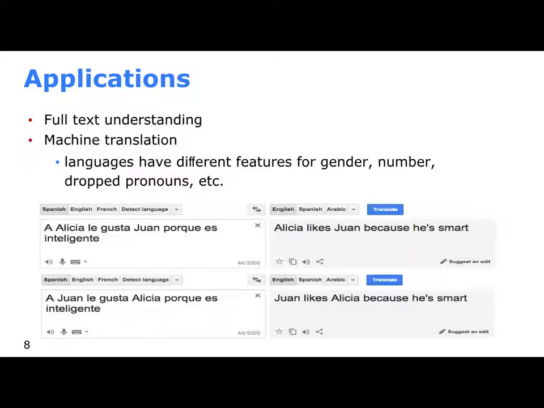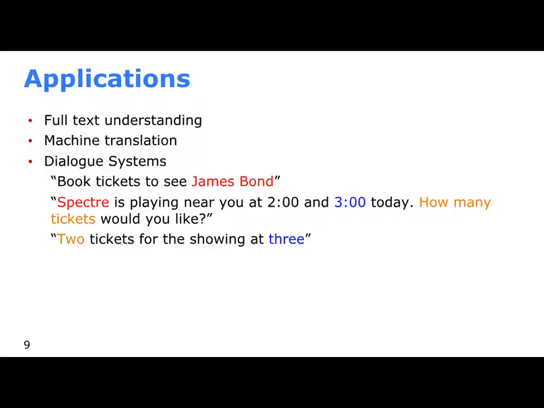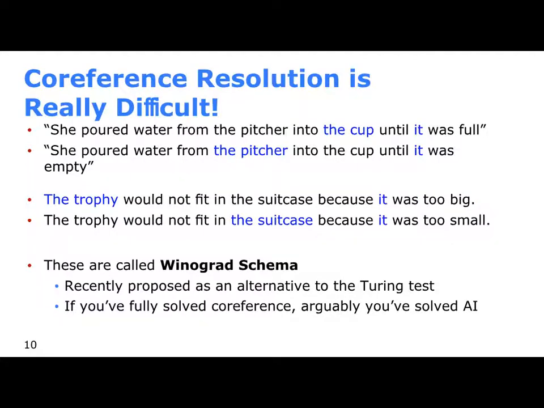You need to really understand what's going on with the grammar of the given language in order to properly get this. And then, of course, dialogue systems are a good application for it as well. You need to get the relevant facts from the dialogue and the references in order to properly understand what the user wants. And it is not an easy thing to do. Here are a few good examples.